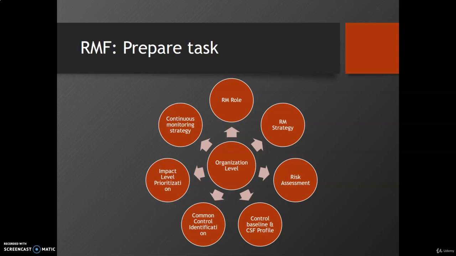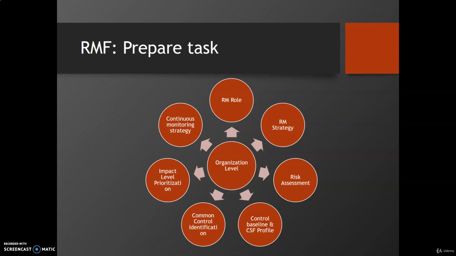Next is impact level prioritization. Prioritize the organization's systems with the same impact level. So this task can only be performed when we have completed our next step, that is categorize, because inside categorize, for each and every system we will define its impact level, and once we define the impact level, only then can we prioritize the organization's systems corresponding to that.